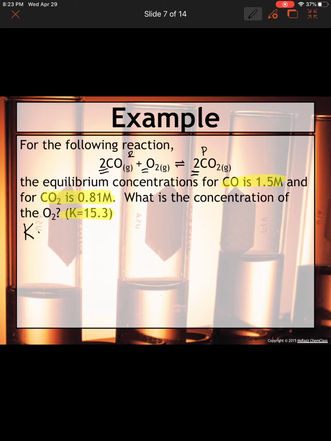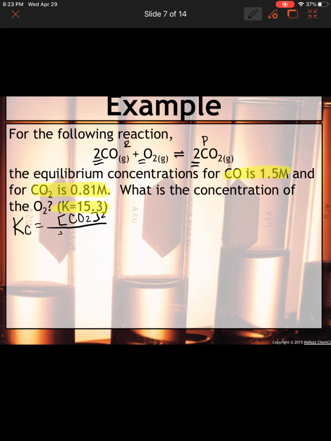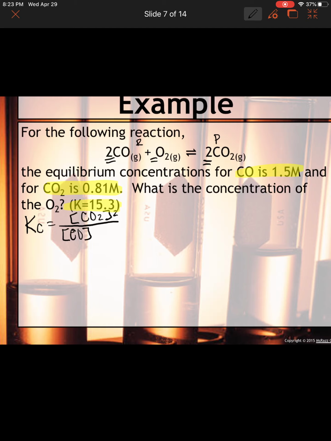Okay, so let's go ahead and start writing. So my equilibrium expression Kc equal to my product, which is CO2 squared because the coefficient of 2, divided by CO also squared because the coefficient of 2 times O2. Okay, O2 doesn't have a coefficient, so it does not need to be raised to any specific power.